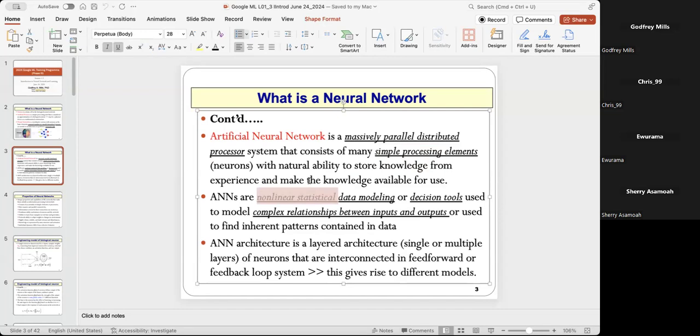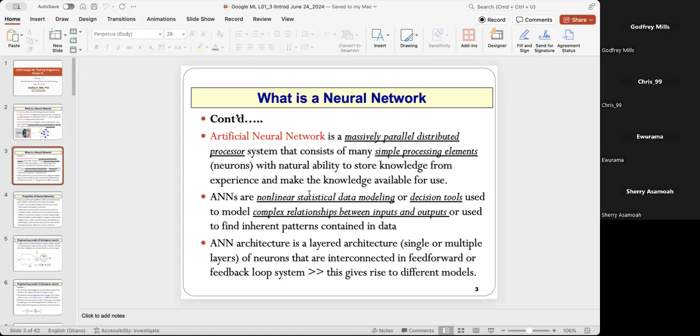Okay, so let me just put it at this point. They will perform a nonlinear operation, or they can perform a linear operation based on what we want it to do, the output we are expecting. And the artificial neural network architecture, it's a layered architecture. It can have a single layer structure or multiple layer structure. And the neurons are connected in the feed-forward direction or the feedback direction, or a combination of feed-forward and feedback.